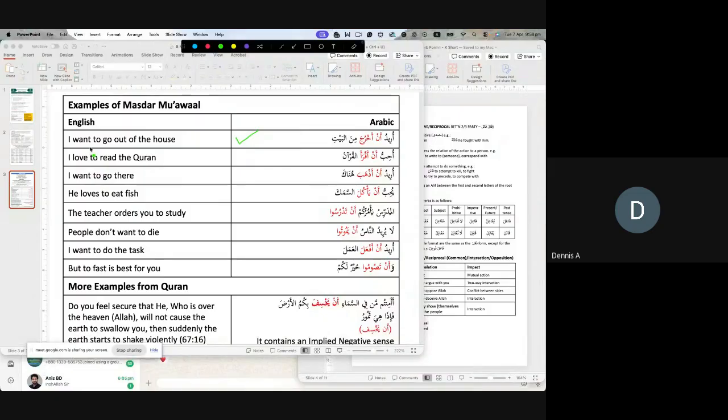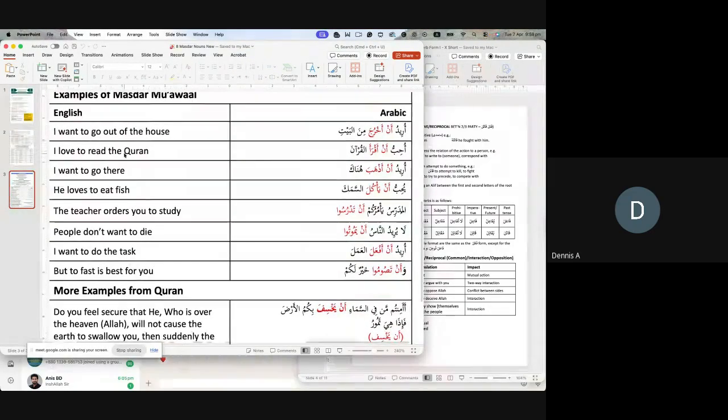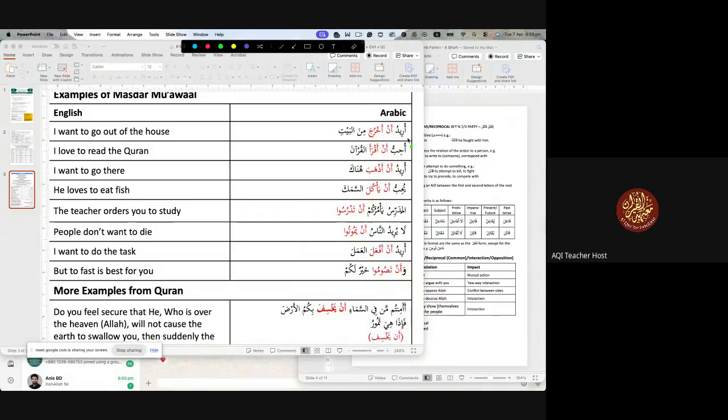Uridu an akhruja min al bayti. An is the particle. Akhruja is the masdar. This is an akhruja, the whole phrase is the masdar mu'awwal.